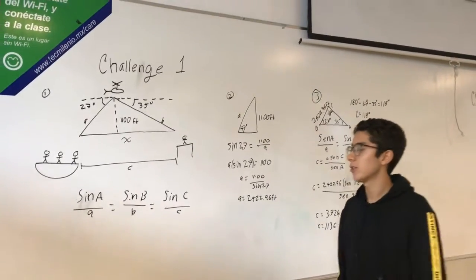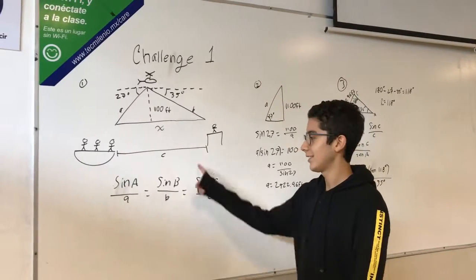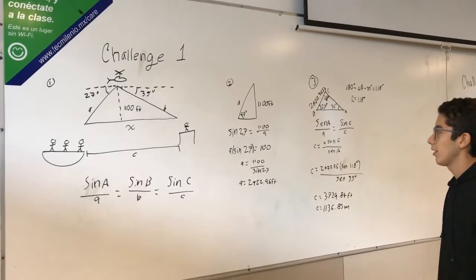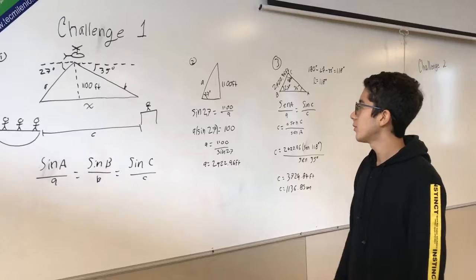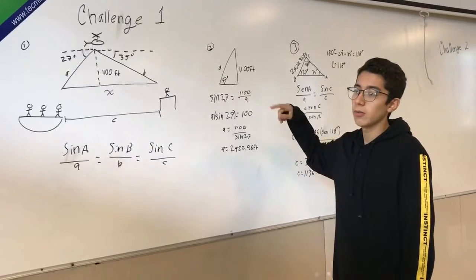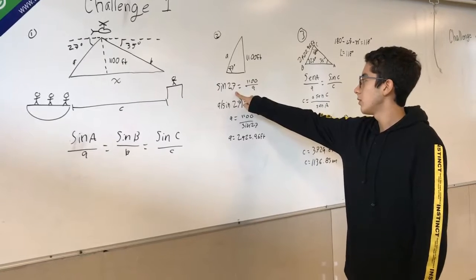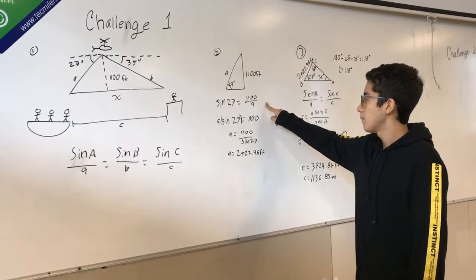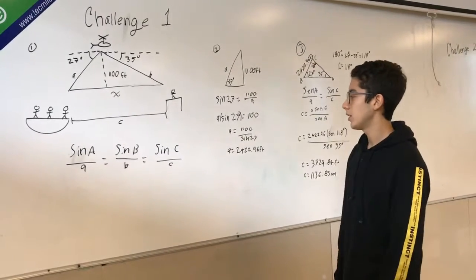So in the first challenge, we need to find the value of x, or in this case, c. For this, first we are going to use the sine law. We already know that this angle is 27 degrees and the height is 1,100 feet. We are trying to find a. So sin of 27 degrees equals 1,100 divided by a.